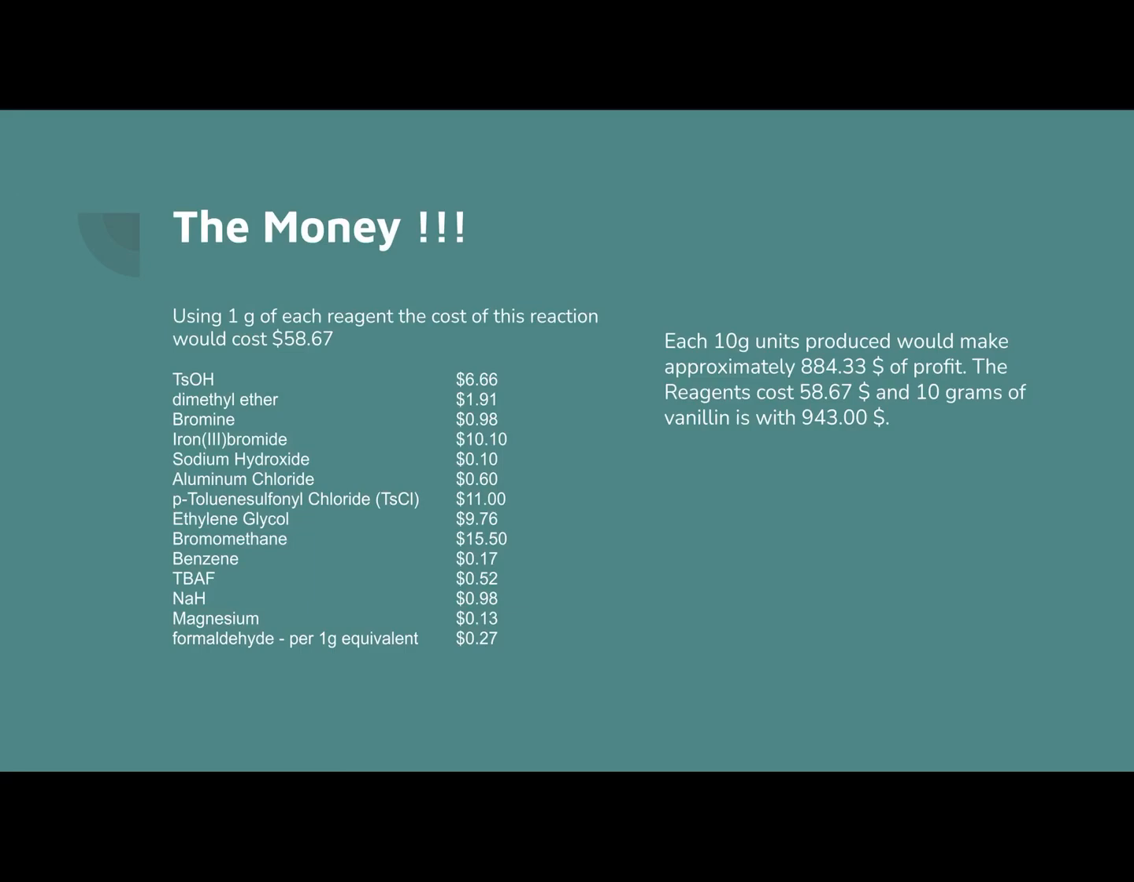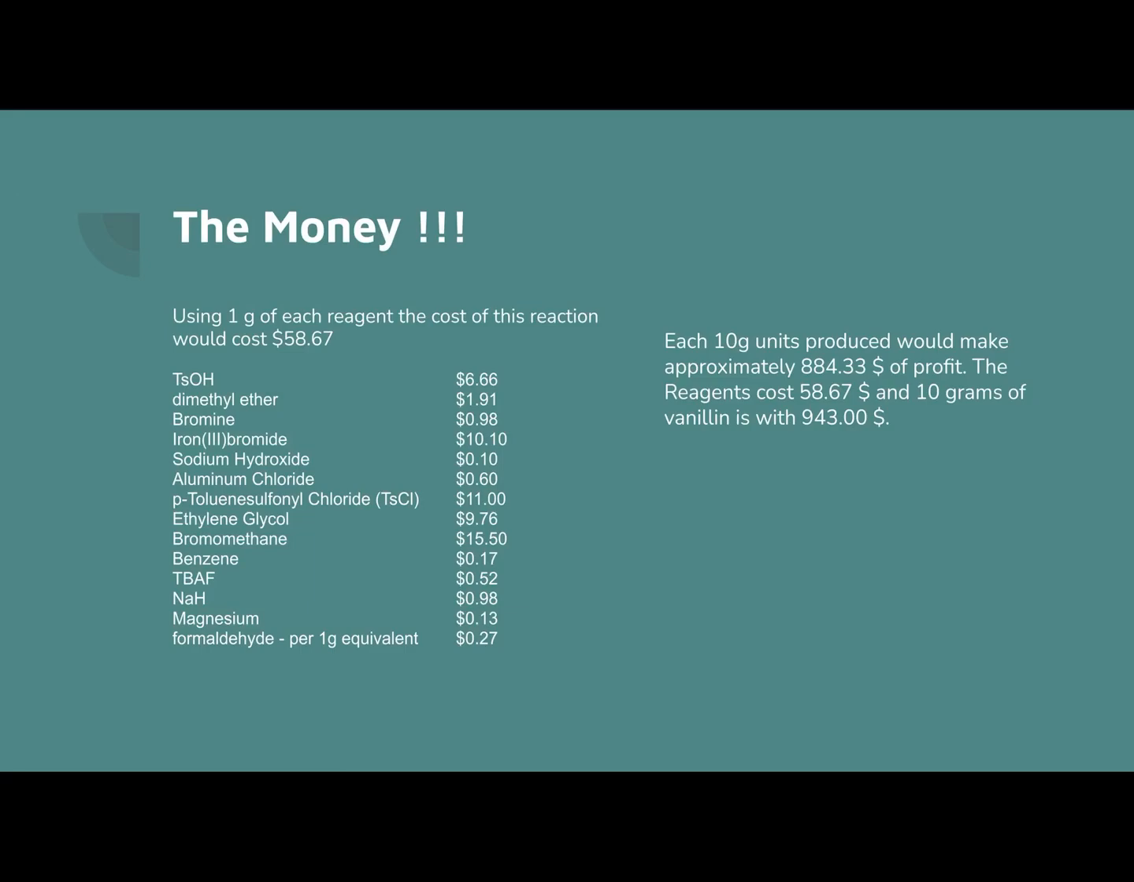So with that, profit margins, we're looking at about $884.33, with minor fluctuations due to availability and things like that. But as long as prices stay the same for the reagents, this is generally how much 10 grams, just 10 grams of this, can sell for.